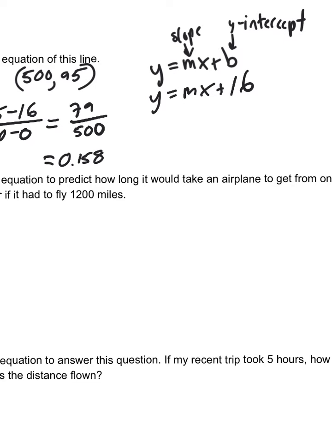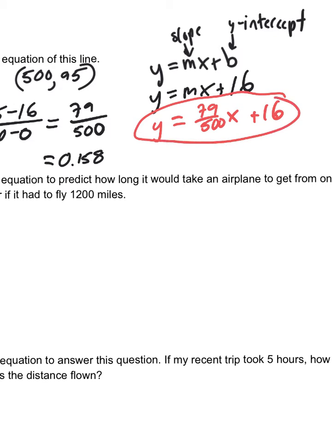And I could write my equation right in just like that, where I have y is equal to 79/500, write it as a fraction, times x. Don't forget the x there. The x is always going to be in that equation like there, plus 16. So there, I could be done right there. There is my equation in slope-intercept form.